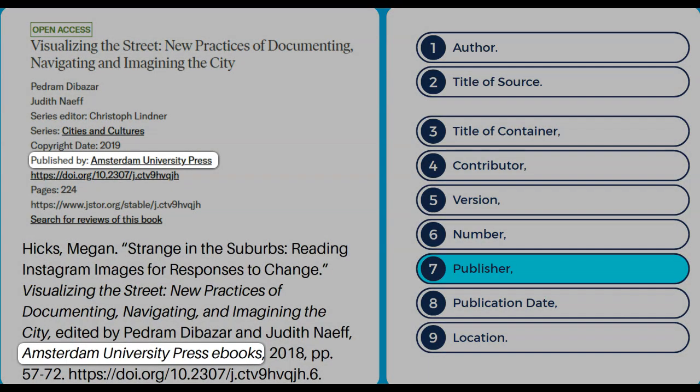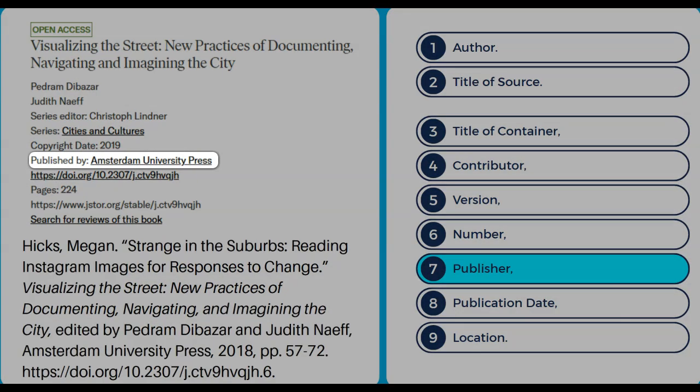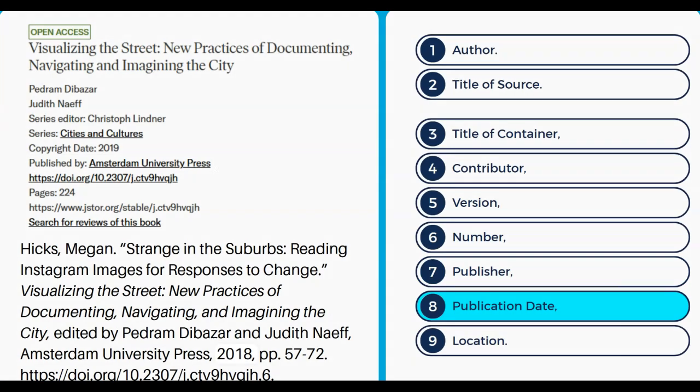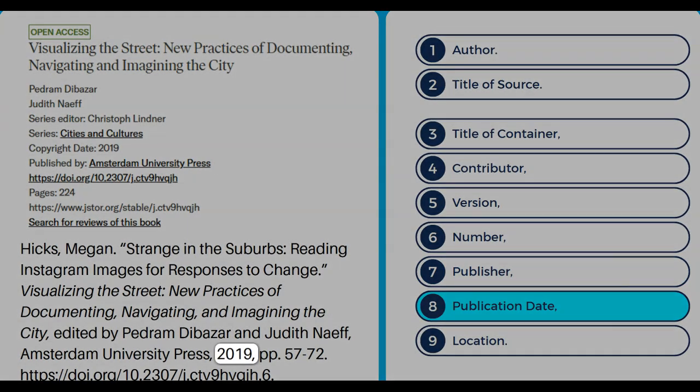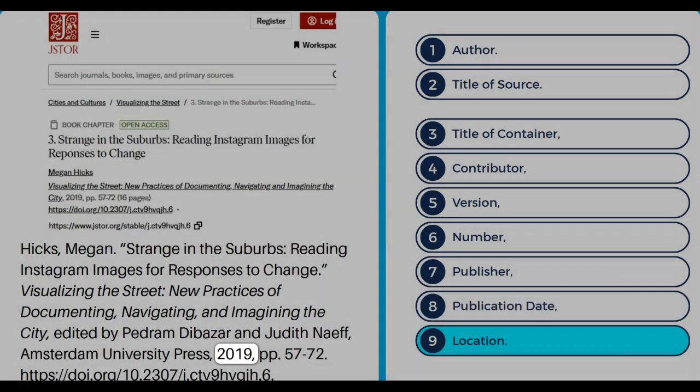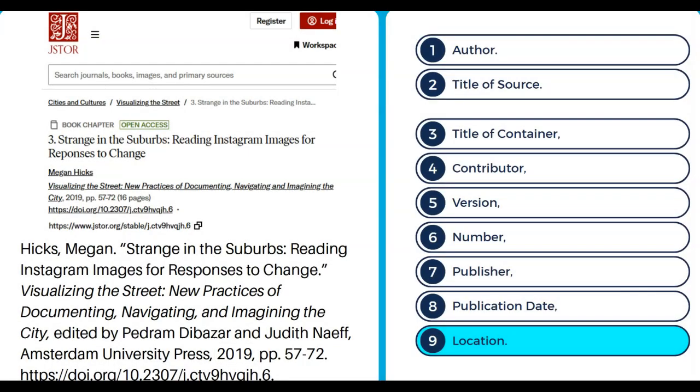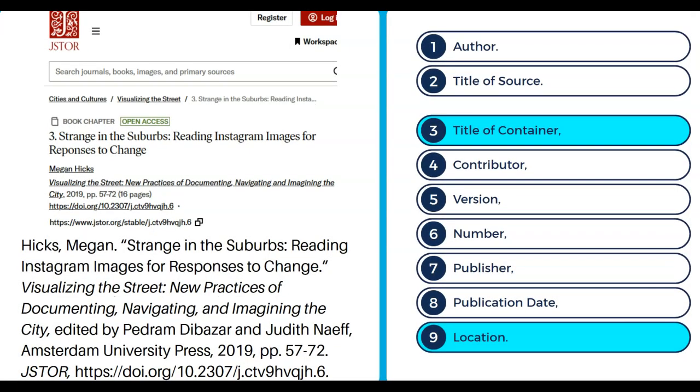This shouldn't be italicized, and it doesn't say ebooks here, so I'm going to delete that. The publication date is 2019, not 2018. The location, or page numbers, is correct. And although we could theoretically just leave this with the DOI, this is a source that has 2 containers, the book and the database. So I'll add JSTOR here as a second container, comma, and then the DOI period.